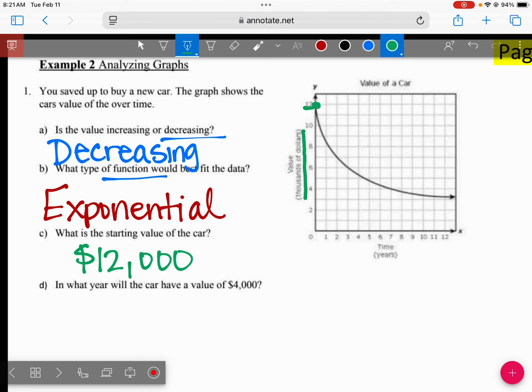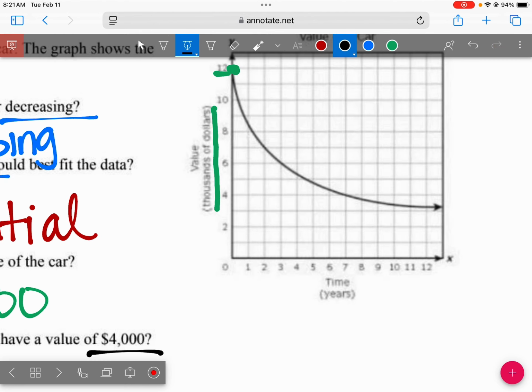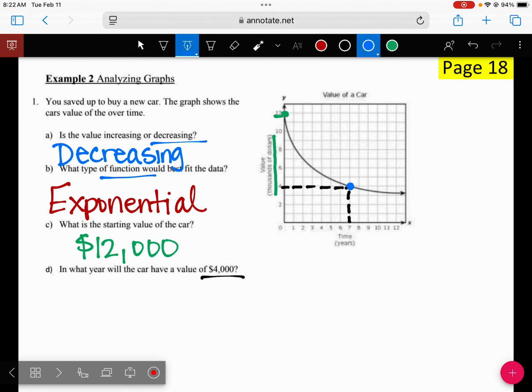So then it says, in what year will the car have a value of 4,000? So this is 4. I'm going to make a dashed line starting at y equals 4, and then I'm going to go down. What is the x value when y is 4? I'm looking at this point right here. 7. So in 7 years, that's when the car will be worth $4,000.